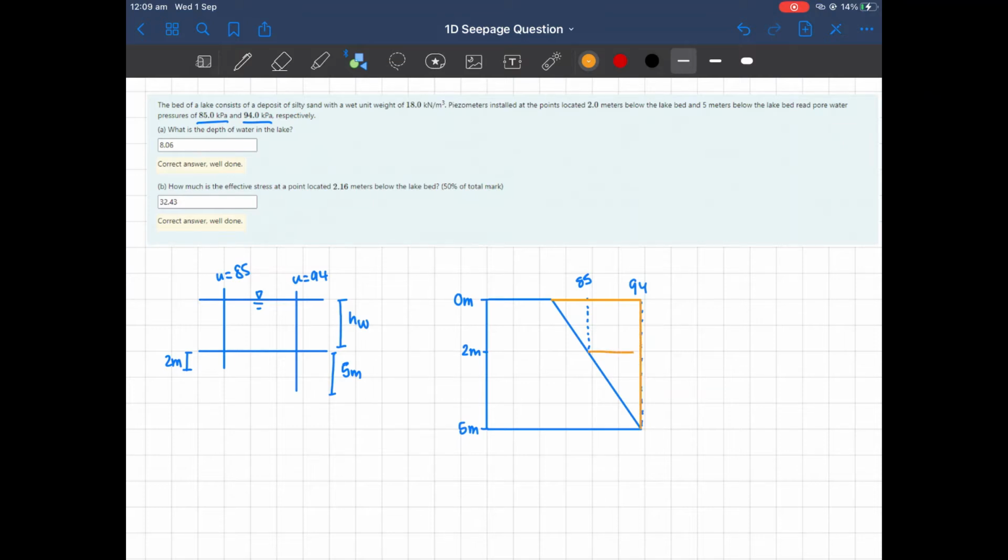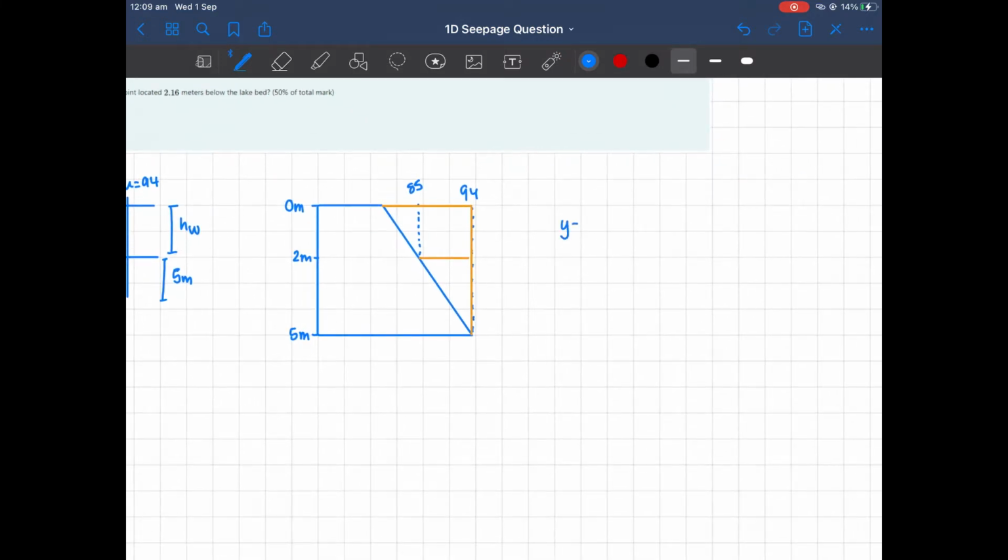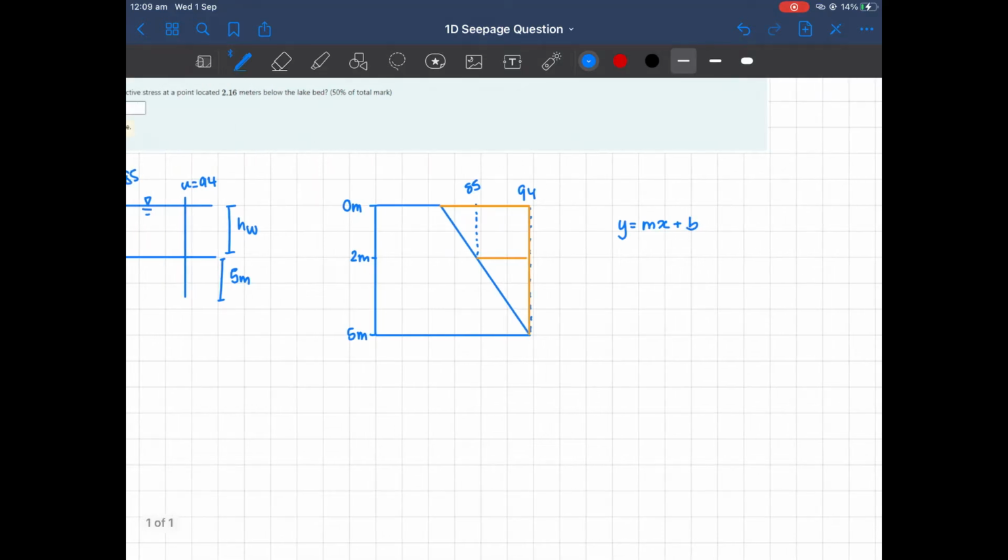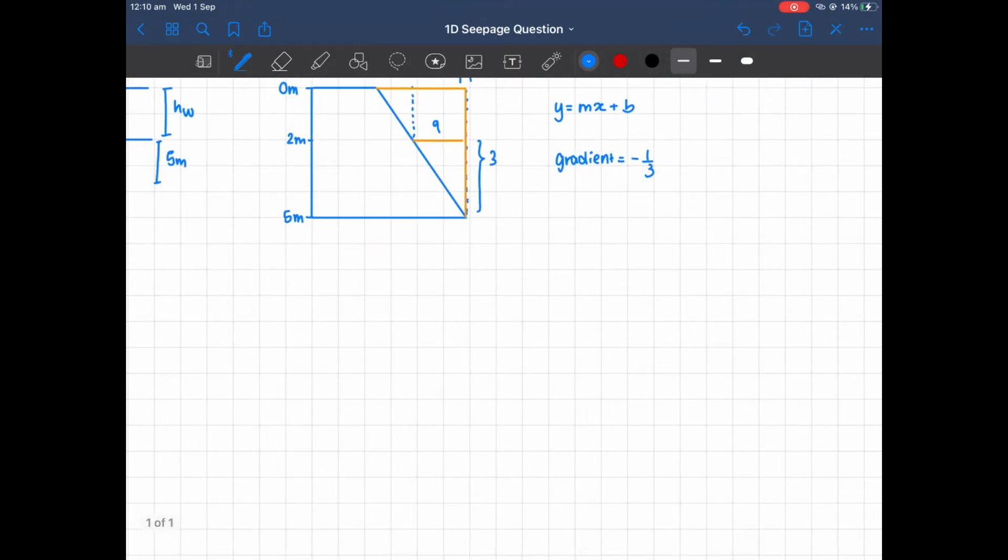What we're going to do is find the linear equation of this slope. How we're going to do that is we know that the equation of a line is y equals mx plus b. Now, we know that the gradient can be found by rise over run. So the rise over here would be 3. Remember, this is not to scale, just thought I'd note that. And this difference here is 9. So the gradient equals negative a third, because it's negative 3 over 9, so negative a third.